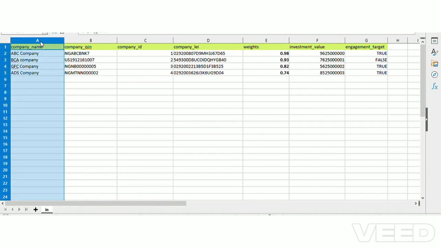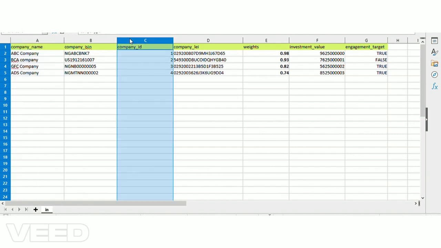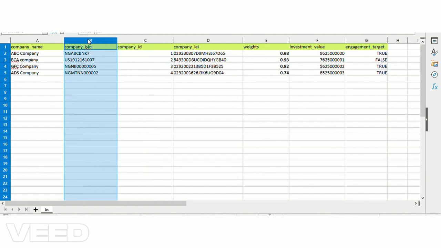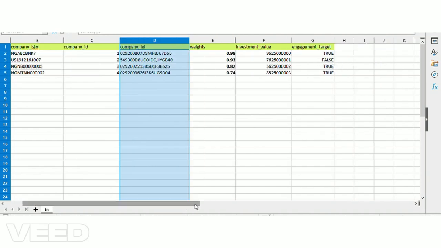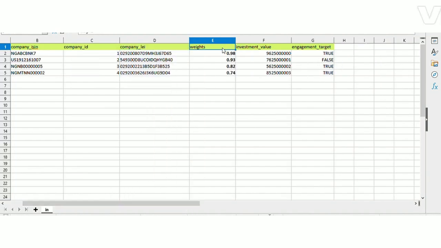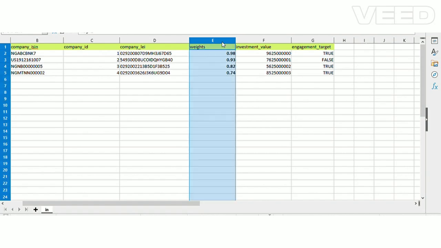Key fields in this file include company name, the full name of the company; company ID, a unique identifier for each company. Make sure this ID is consistent across all files. Company ISIN. ISIN is an acronym for International Securities Identification Number, a special security identifier for stocks or bonds. You can find this in financial data platforms like Bloomberg or Refinitiv. Company LEI, a legal entity identifier, which can be found on the GLEIF website.